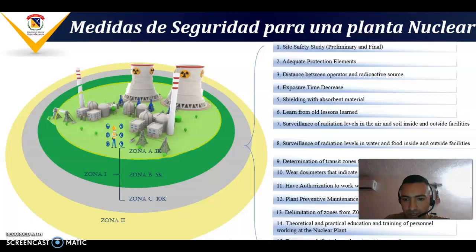11. Have authorization to work with the nuclear plant. 12. Plant preventive maintenance set. 13. The limitation of zones from SAR to SAR 2. 14. Theoretical and practical education and training of personnel working on the nuclear plant. Fighting emergency drills. Utilities know how to act in case of emergency.